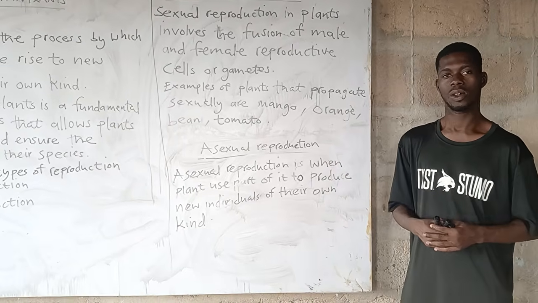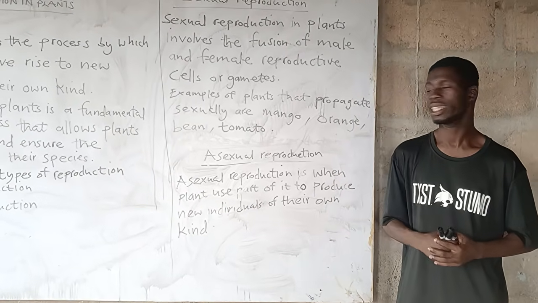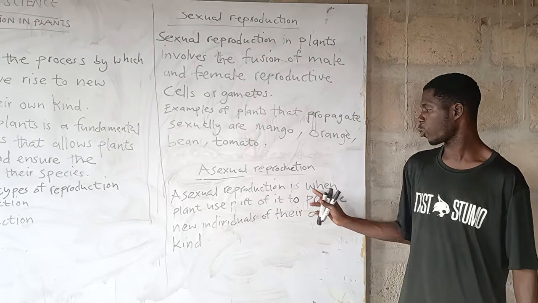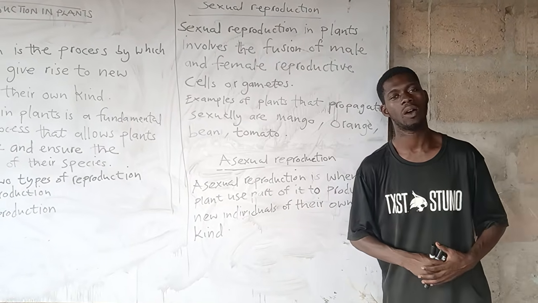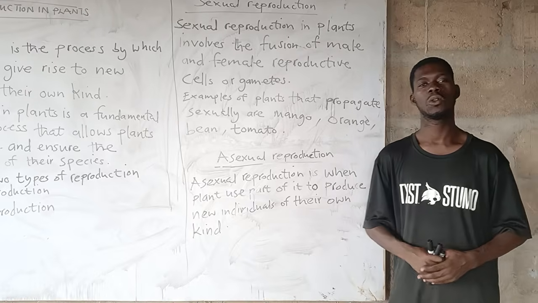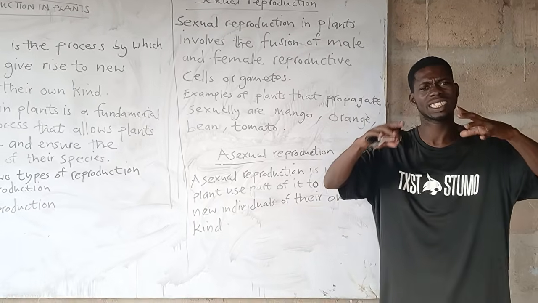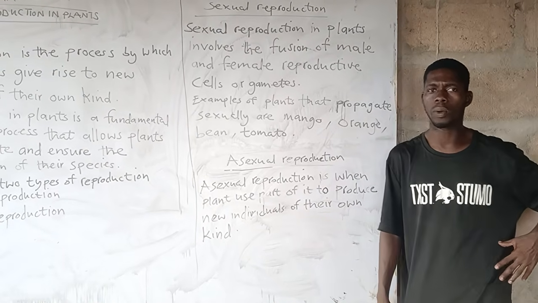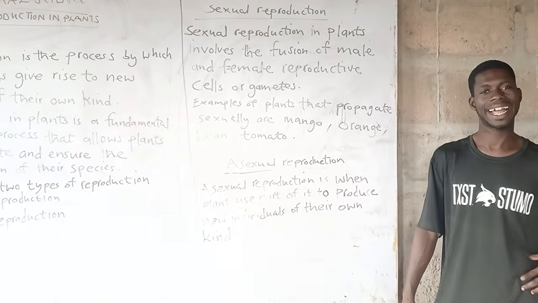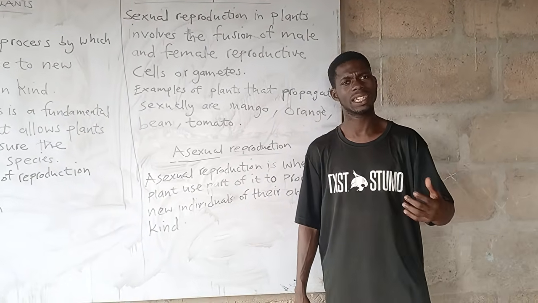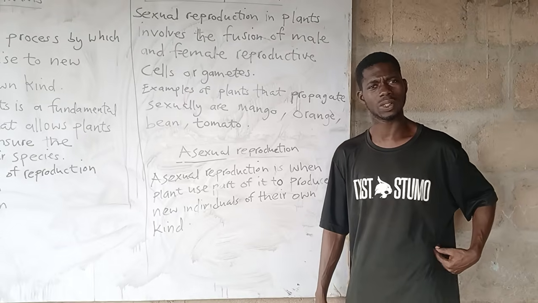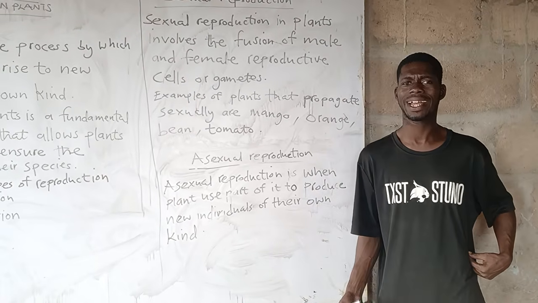Now, asexual reproduction. What is asexual reproduction? Asexual reproduction is when plants use part of themselves to produce a new individual of their own kind. Let's take plantain or banana for instance. You can see that they use part of themselves to produce a new individual of their own kind.